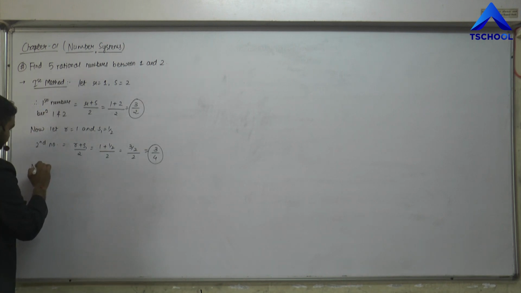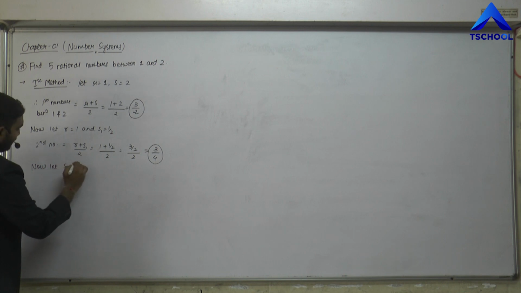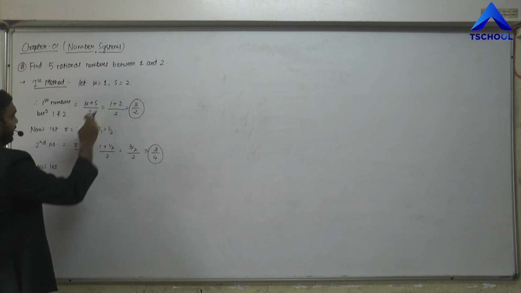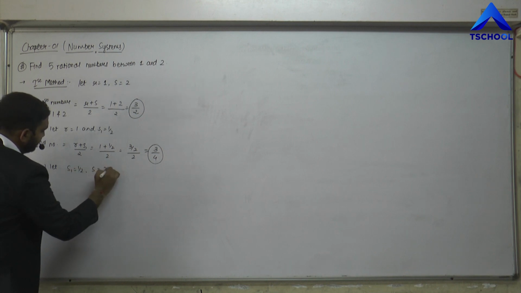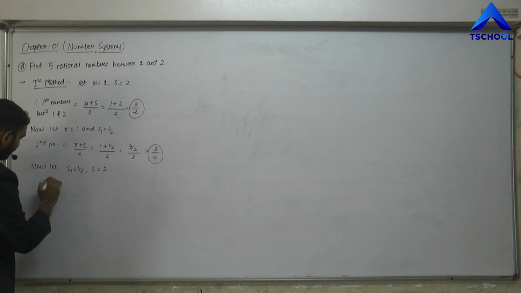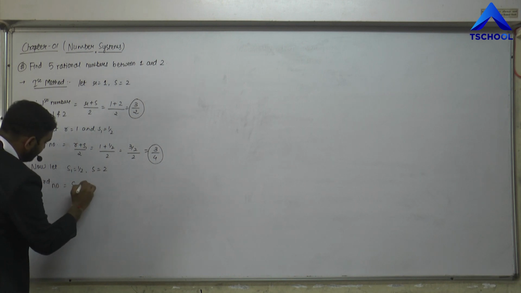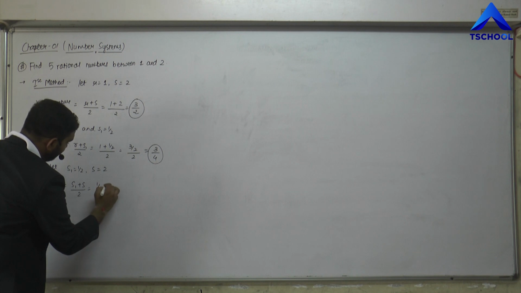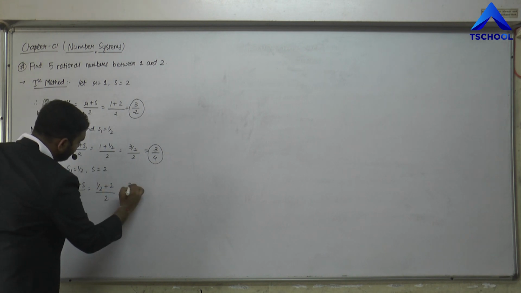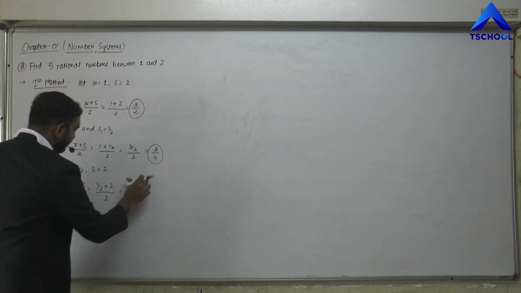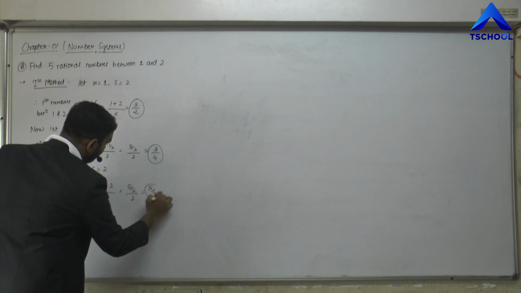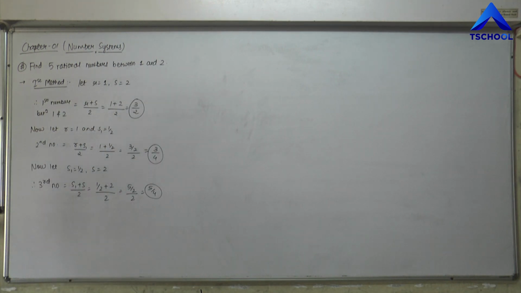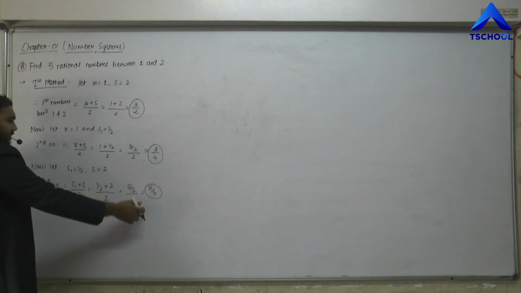Similarly, now let us find out between s1 and s. So s1 equals 1 by 2 and s equals 2. Therefore the third number is (s1 plus s) by 2, that is (1 by 2 plus 2) upon 2, that is 5 by 2 upon 2, which will give me 5 by 4, right? So friends, see, here we got 3 by 2, 3 by 4 and 5 by 4.